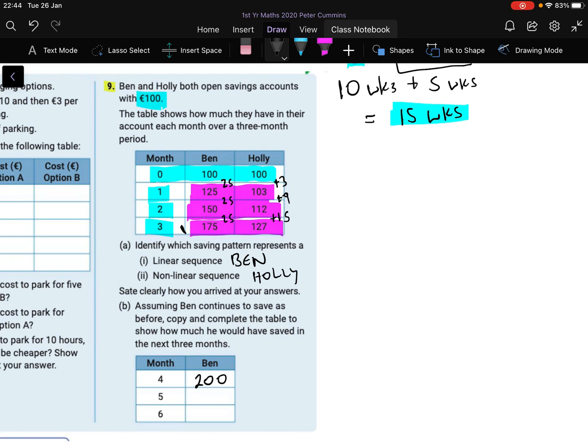So he's going to go 200, 225, 250. He's going to keep adding 25. He's going to add 25 here, 25 here, and 25 here to bring him up to 250 euros. And what's that ask? How much would he have saved in the next 3 months? So in the next 3 months, he would have gone up to 250 euros. Okay, that's how much he would have in his savings account.